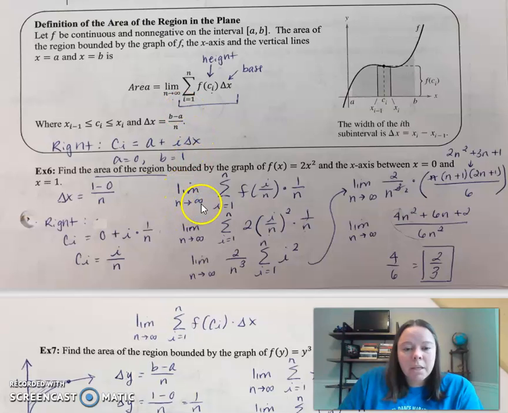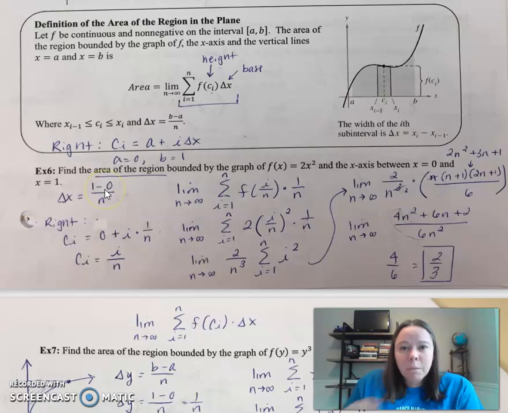So notice my limit as n approaches infinity, the summation from 1 to n of f of c sub i, we got to figure out the c sub i and the change in x. Now the change in x is really easy. That's just b minus a over n. So you're going to take your upper bound minus your lower bound, 1 minus 0, over n. You get 1 over n. That's our change in x.